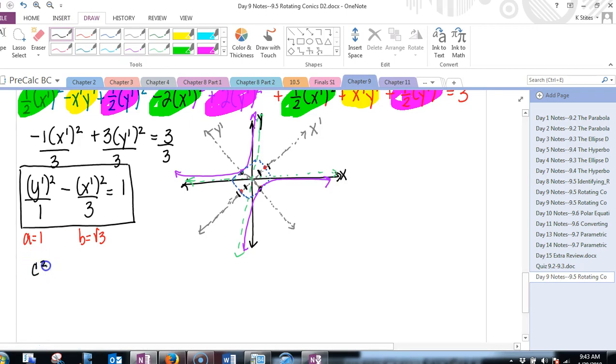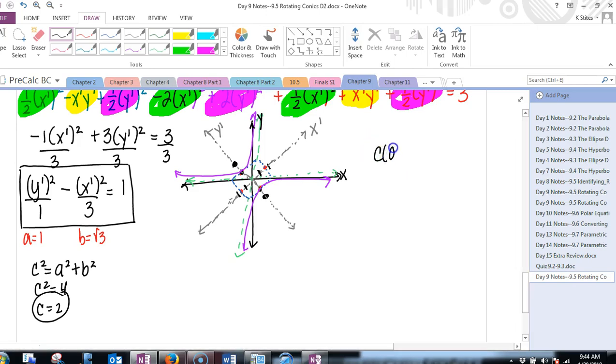So c squared is equal to a squared plus b squared, which is 3 plus 1, which is 4. So c is just 2. And again, that's going up and down on your y prime axis. So there's your first focus at 2, and here is the other. Okay, so now we just have to list all of our important information.